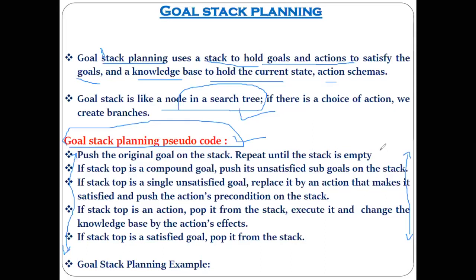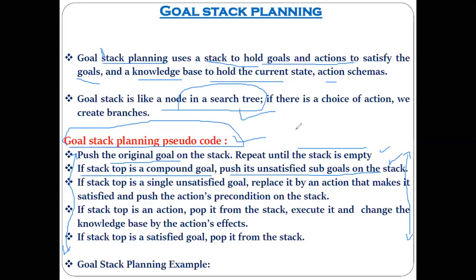Okay, in the first statement you can see: push the original goal on the stack. As I said, we start with backward reasoning, so we start from the goal. That is the first line of pseudocode I have written here: push the original goal on the stack and repeat until the stack is empty. The second line of pseudocode is: if the stack top is a compound goal, push its unsatisfied sub goals on the stack. I will show you the meaning of that in the example also.